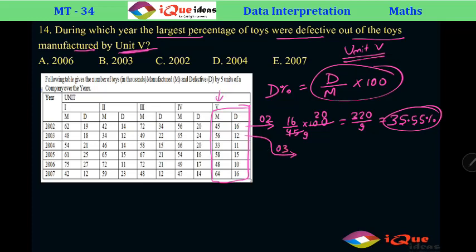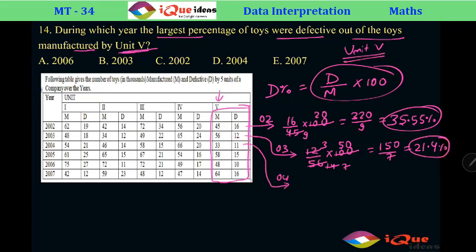It is 12 out of 56, so it is 12 divided by 56 into 100, right? So 4 cancels 12 3 times and 56 14 times, right? So it is 100 again, 2 cancels 50 times and 2 cancels 14 7 times. So it is 150 divided by 7, which is approximately equal to, if you calculate, 21.4%, right?